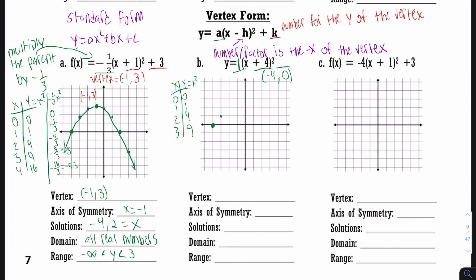And we can just pretend that this is the origin. This is the new origin. 2 to the right of it, and then up 4 is going to be our second point. And then the next one's not going to fit, so I'm going to go in the other direction. Using the axis of symmetry, I'm going to mirror these points over.